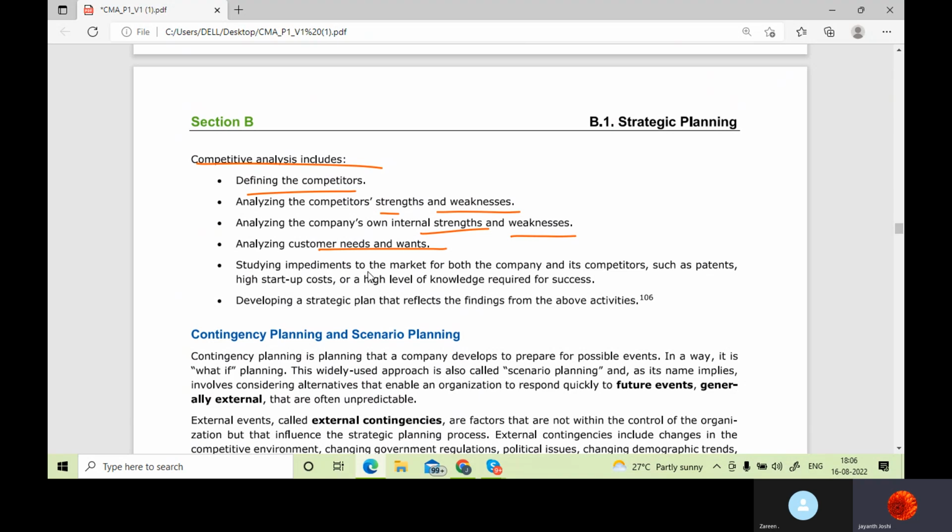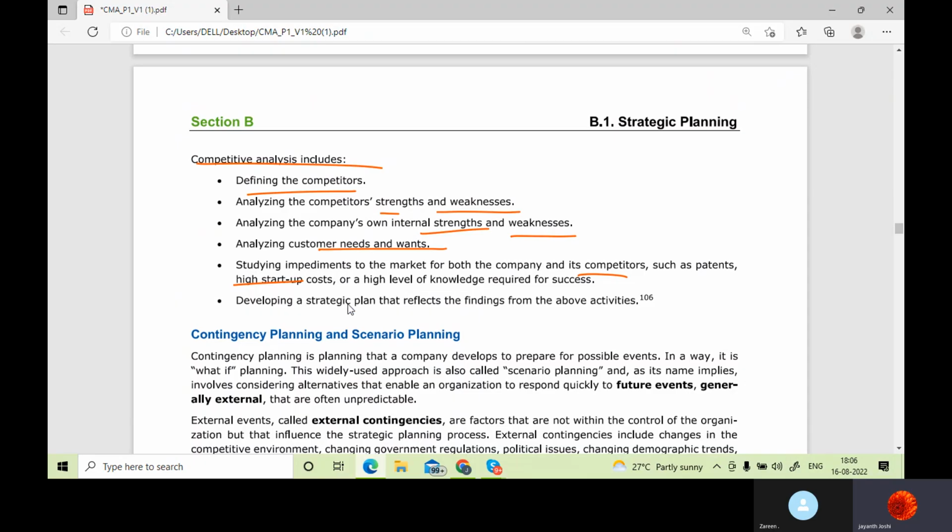Then studying impediments to the market for both the company and its competitors, such as patents, high startup costs. So you should see the impediments to the market for both the company and its competitors. So closely, all these factors should be matched without failure. Okay, these are the crucial and critical factors to be seen.